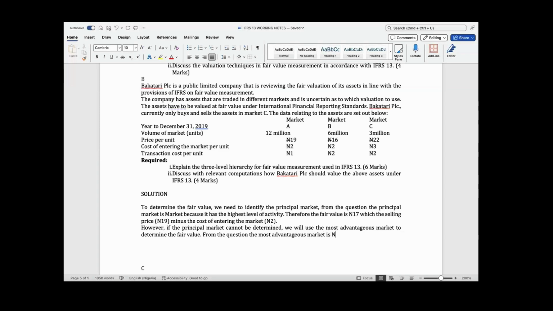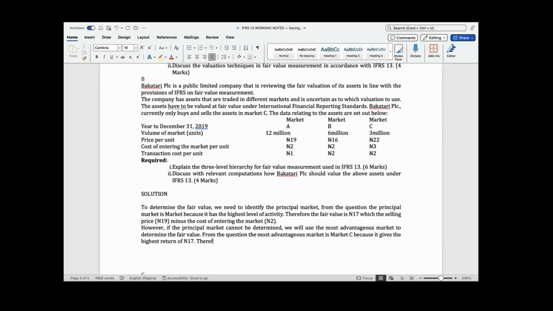C, sir, is market C, sir. Market C. Yeah, because let's look at it. The return in market A, 19 minus 2 minus 1, that's 16. 16 minus 4, that's 12. 22 minus 5, that's 17. Yeah, that's correct. The most advantageous market is market C because it gives the highest return of 17.